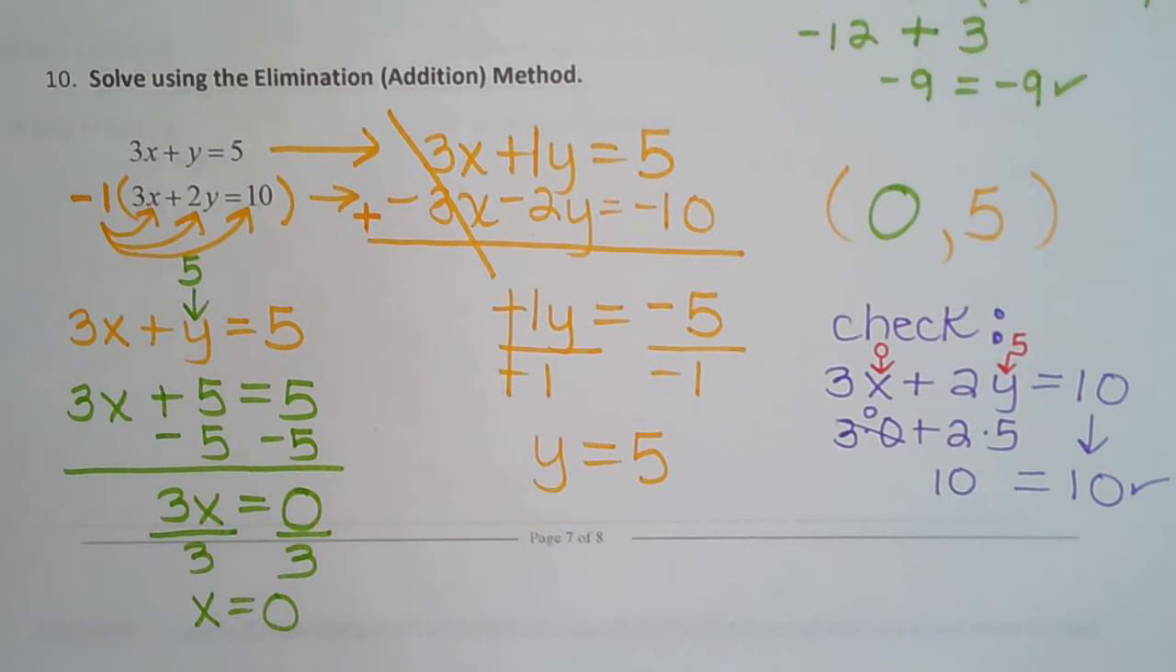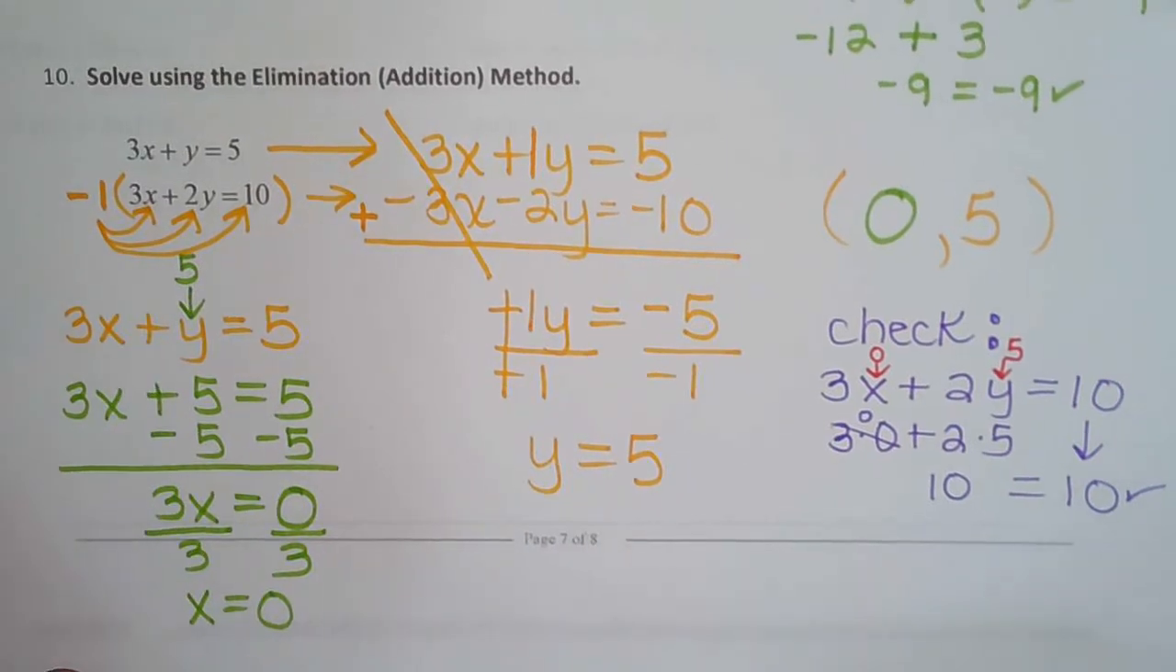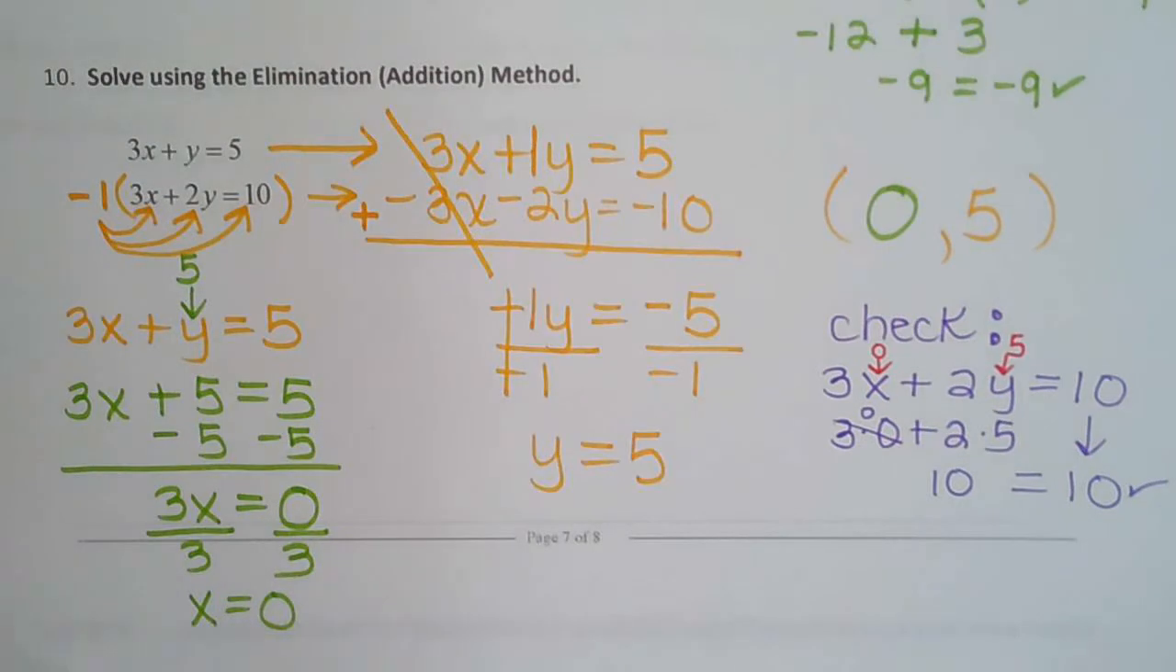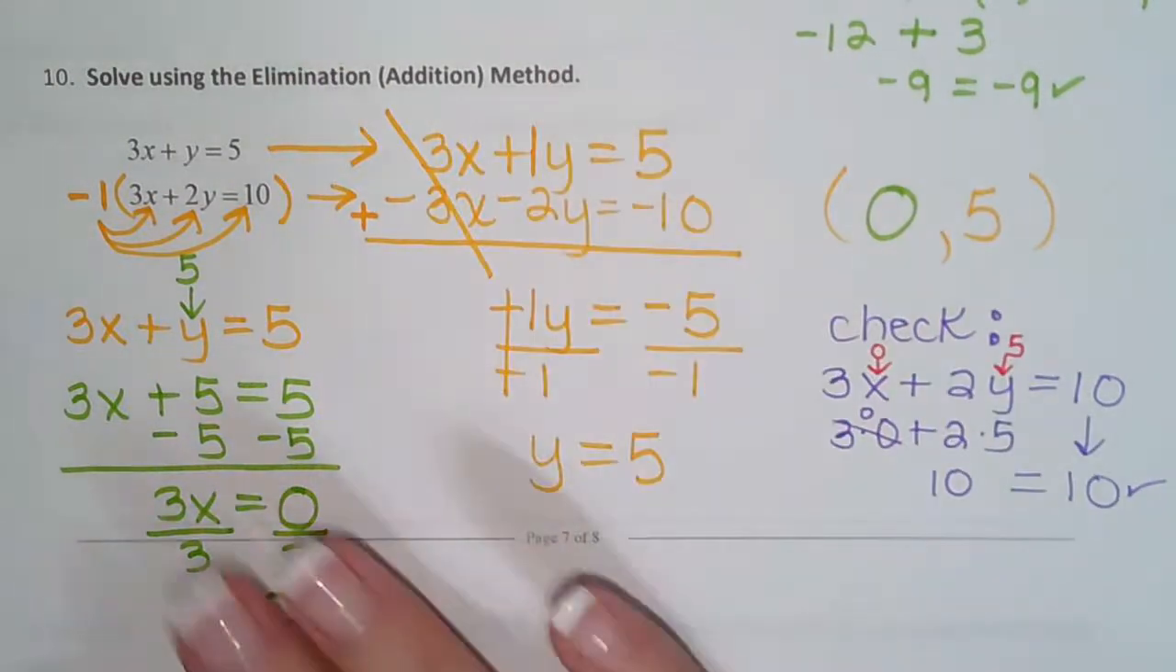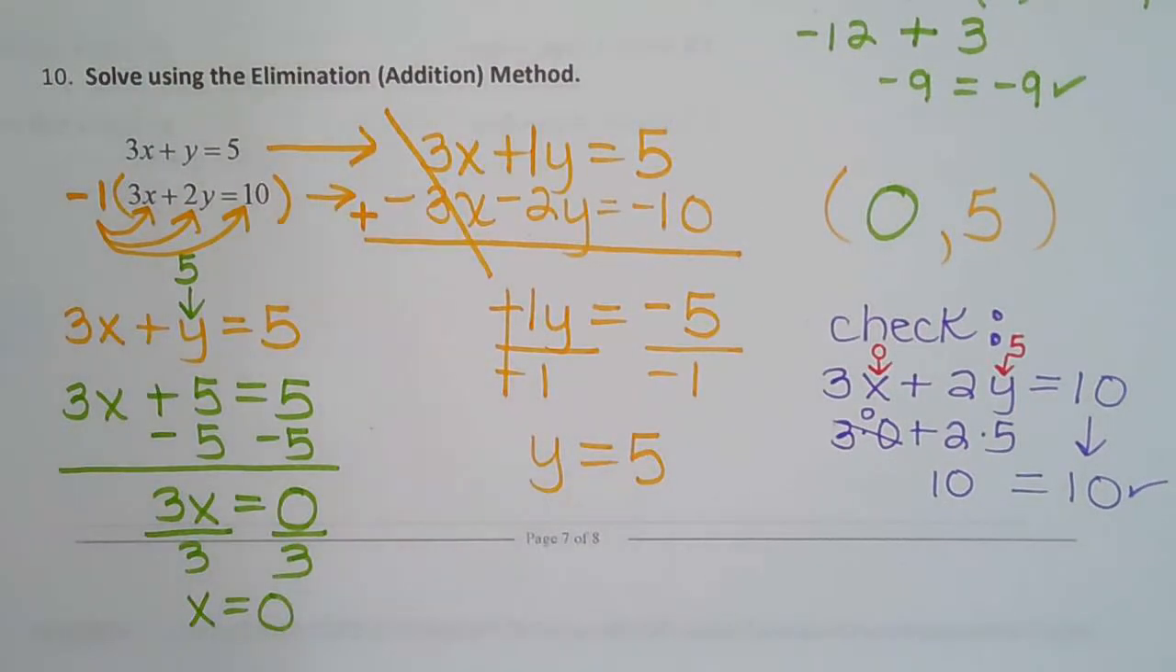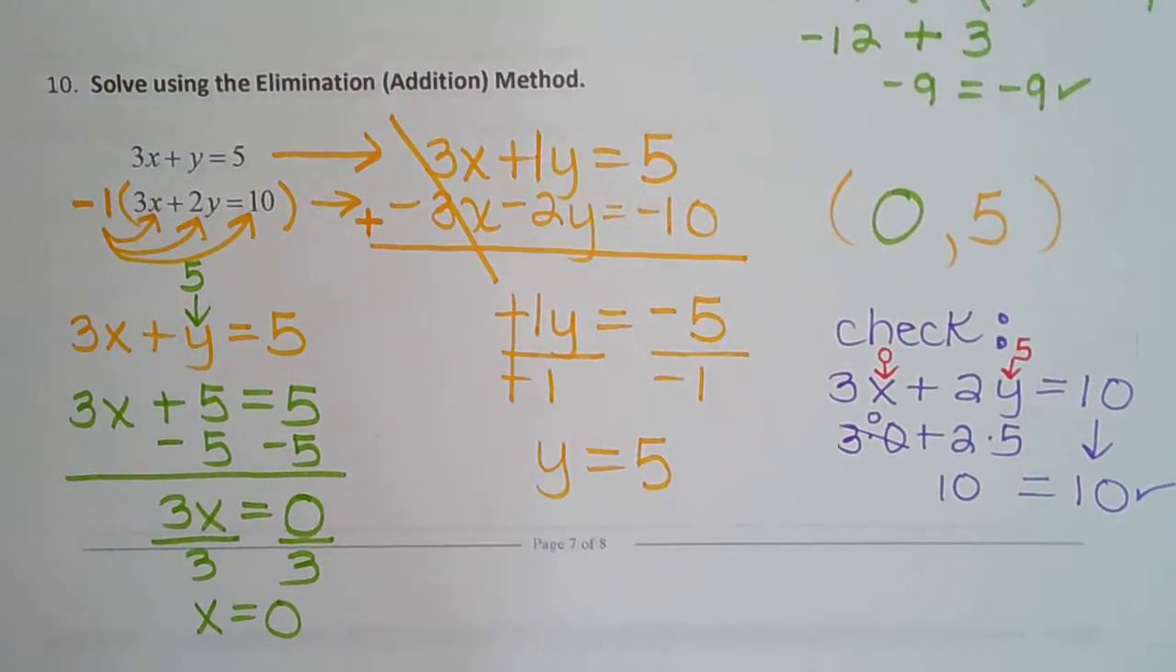So easy to check. So I'm begging you, if you have time on the last 4 on your test and final, go back and check them. So easy to tell if you've made a mistake. If you got 9 equals 10, that means somewhere over here you made a mistake. So look at your work and find it. These will always balance if your point of intersection is correct.